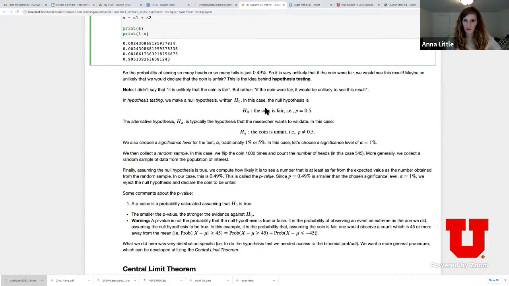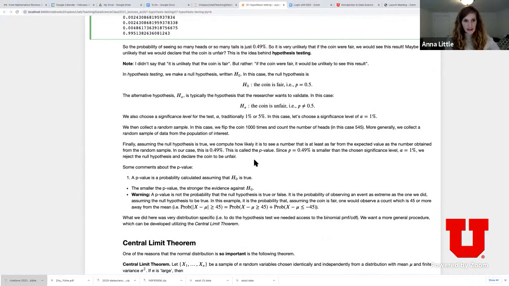First we define the hypotheses we want to investigate, then we collect a random sample. This could be we flip the coin 1,000 times, or we go collect data from a population, but we generate a random sample. In our case, we flip the coin, and we get 545 heads.